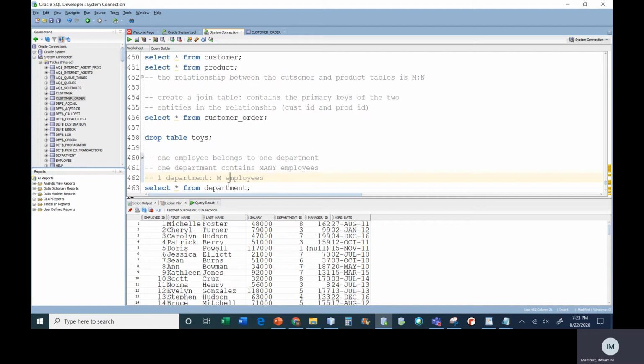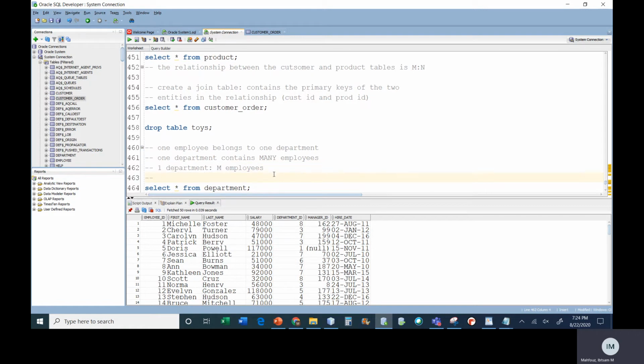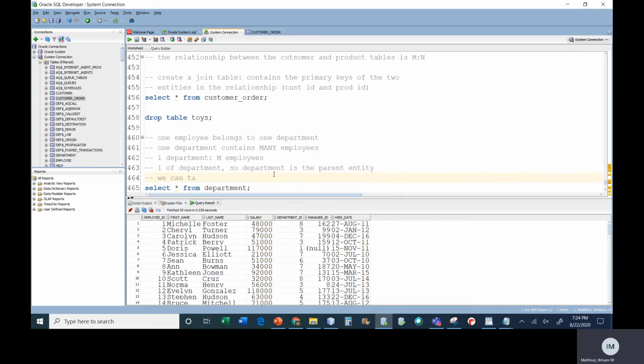So which one is it? Which entity is the one that we have one of? We have one of the department. So the department is the parent because you only have one of them. So one of department. So department is the parent entity. And so we can take the primary key of the parent, which is the department, and store it in employee. And that's exactly what we did here.